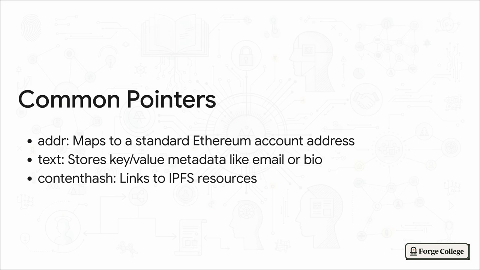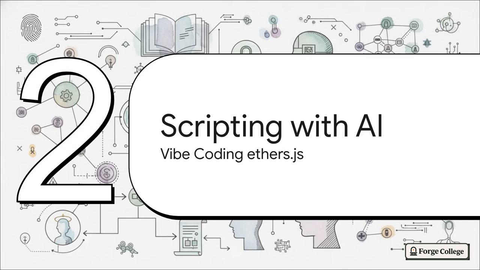And third, the content hash. This one is incredibly powerful because it links your name directly to a decentralized content address resource, like a website hosted on IPFS. By configuring these specific records on your resolver, your identity mapping becomes truly useful to the outside world. Onward to Section 3.